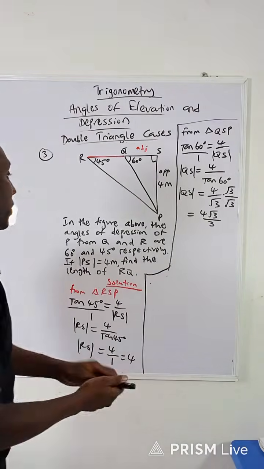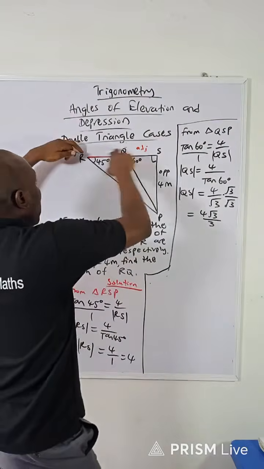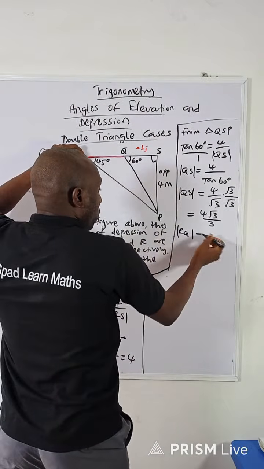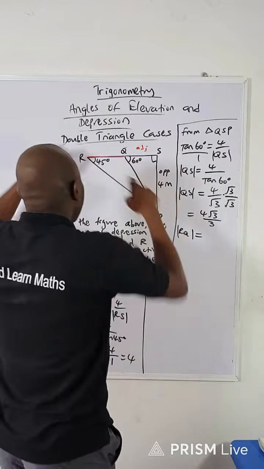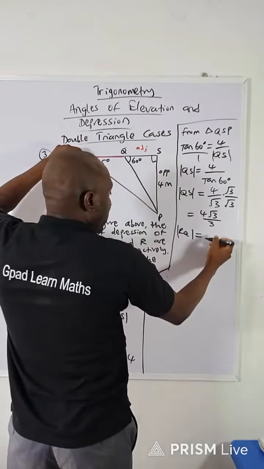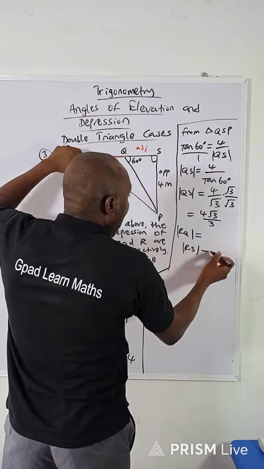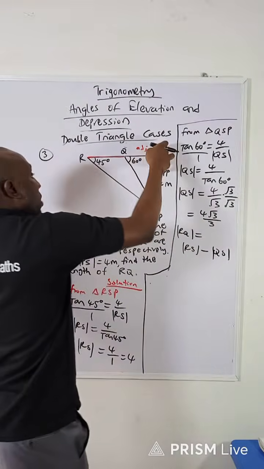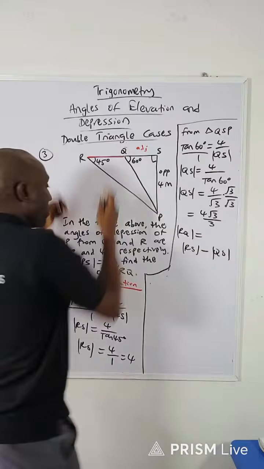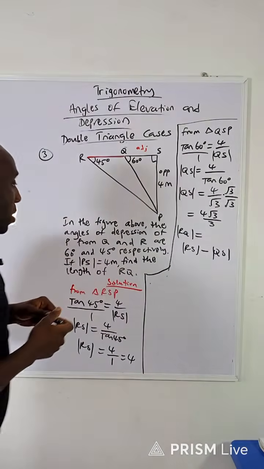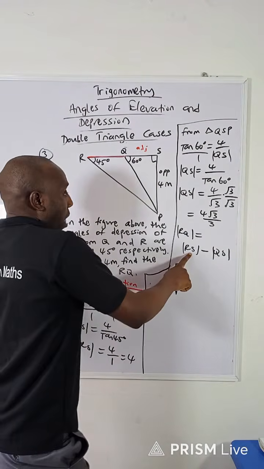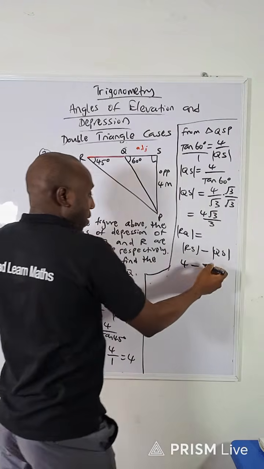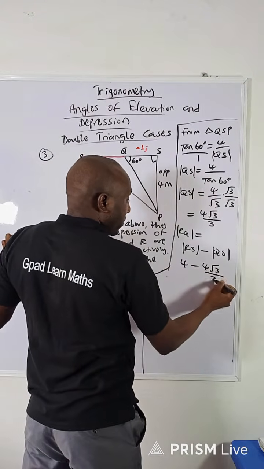Are you with me? So for me to get RQ, which is what I'm looking for, RQ will be equal to RS. Let me just write it here. RS minus what? QS. Remember, we are cutting QS away from RS to get RQ. So what is RS? 4 minus what's QS? 4 root 3 over 3.